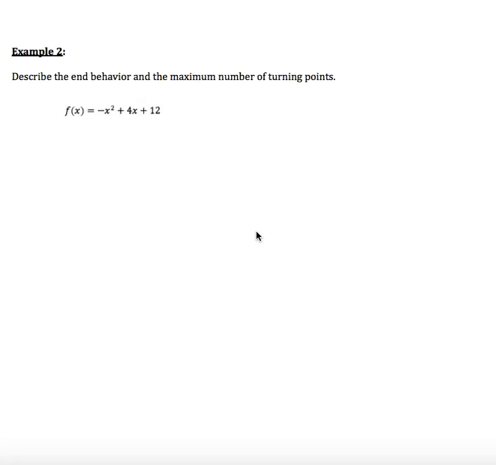For example 2, we're going to describe the end behavior and the maximum number of turning points of the polynomial function f of x equals negative x squared plus 4x plus 12. Okay? So first thing we need to do, if we're talking about end behavior, is what's called the leading term test. All right, so that refers back to our 4 scenarios. So we need to look at just this leading term, okay?